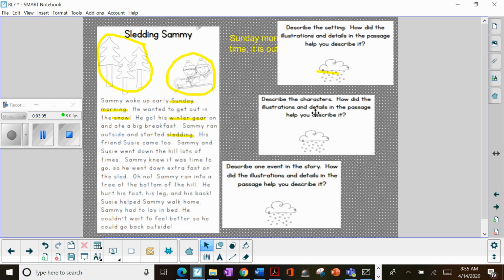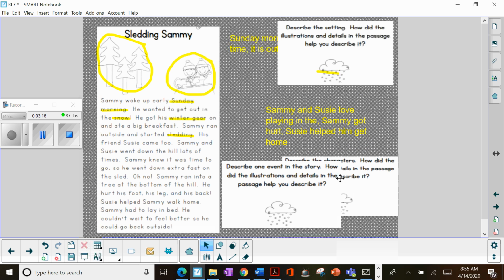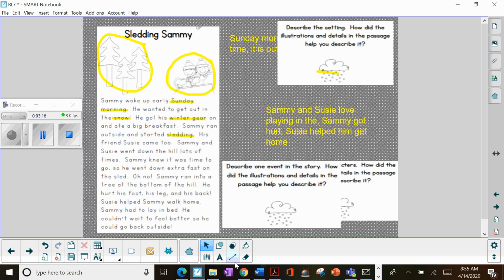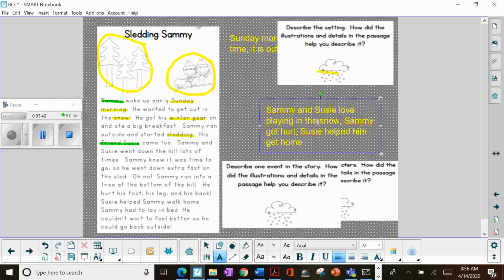Now the next thing we're looking at is to describe the characters. Again, we have to look at the illustrations and the details in the passage that help me to describe the characters. So I'm going to move this down a little bit. So the characters are Sammy and Susie. So I'm going to put Sammy, and then the friend Susie. And I know that they love, oh, Miss White did not finish this. They love playing in the snow.